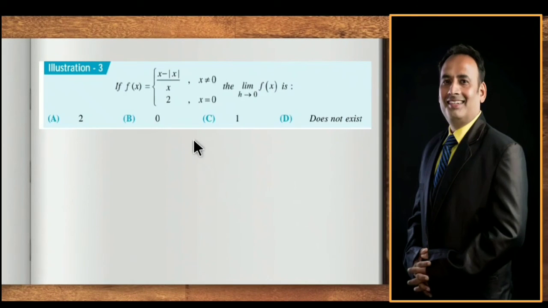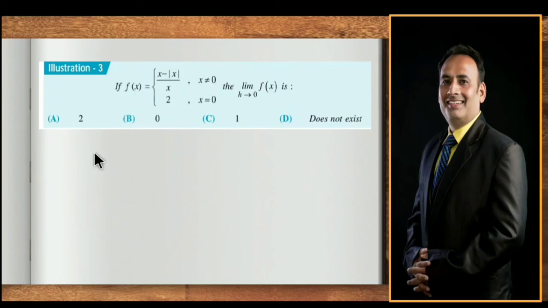Now take illustration 3. f(x) equals x minus mod of x when x is not equal to 0, and 2 when x equals 0, and here there are 4 options: 2, 0, 1 and does not exist. You can also try yourself, pause the video and try, and if you don't get the solution, then come and see the solution. So did you figure out illustration 3? Let's see.